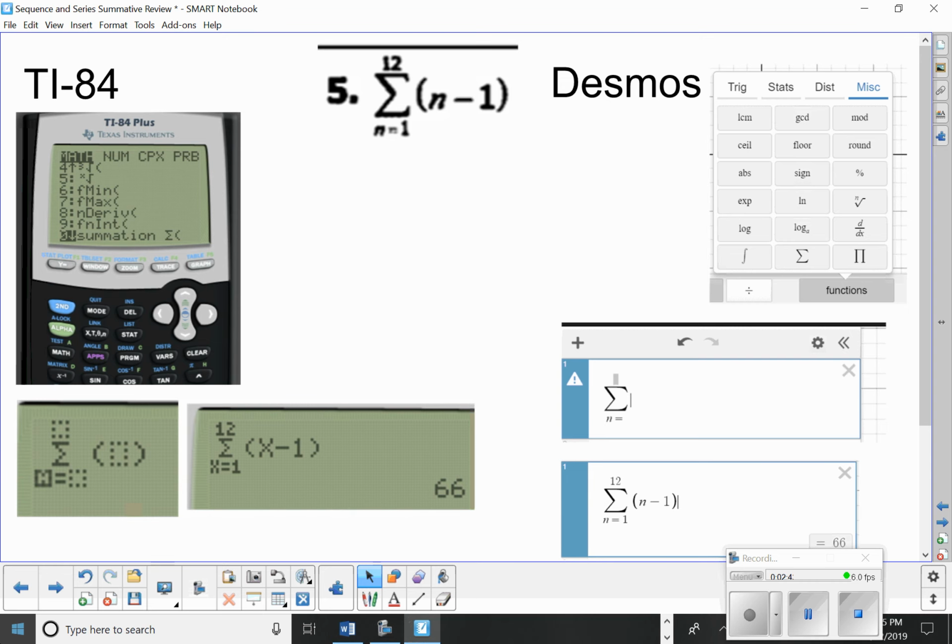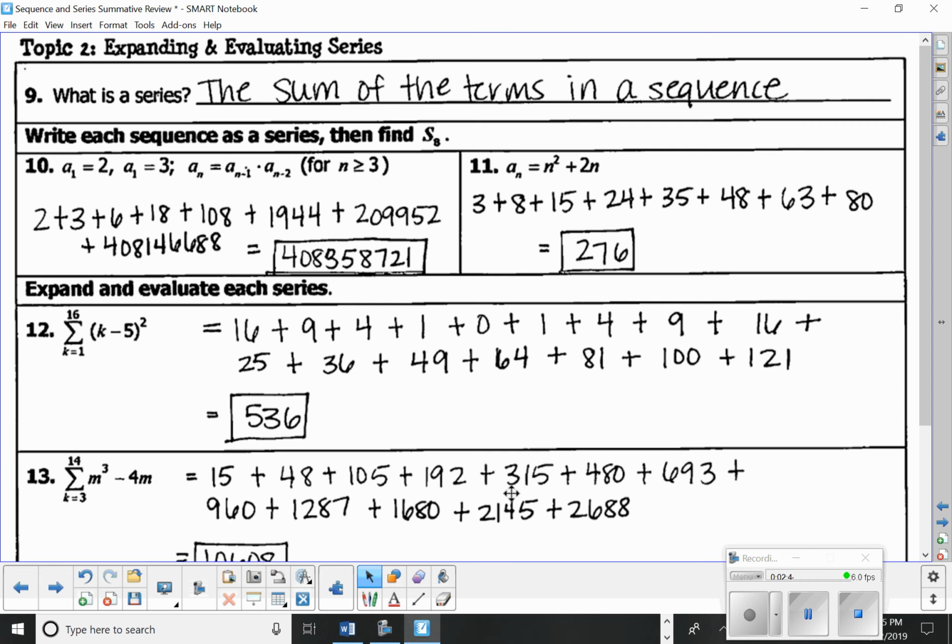Okay? Now, to move forward, expanding and evaluating a series. What is a series? It's when you add together all the numbers in a sequence. So, first, numbers 10 and 11, it says write each sequence as a series, then find S sub 8. So you're simply writing out all the first 8 terms and then putting it together.